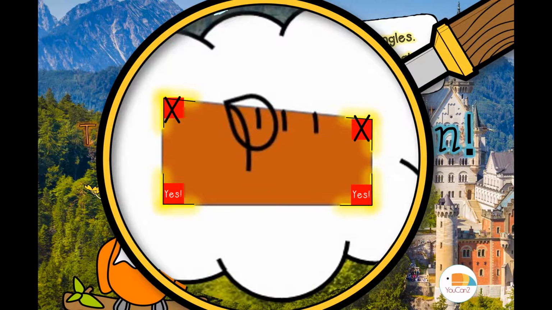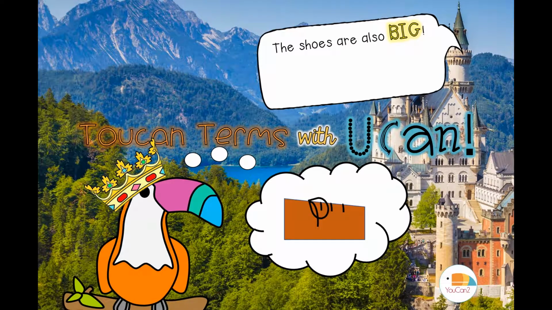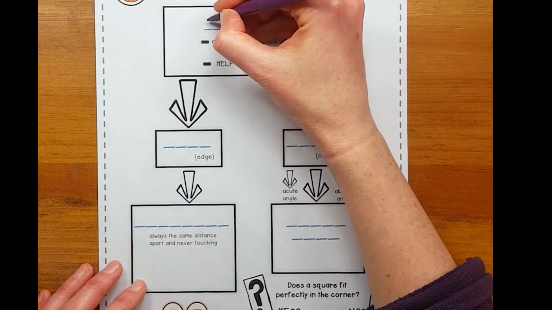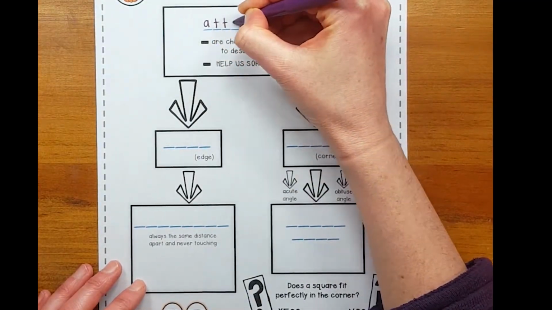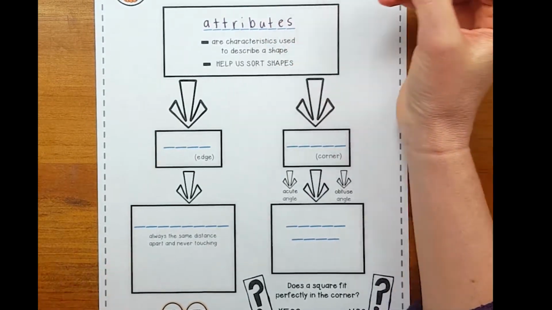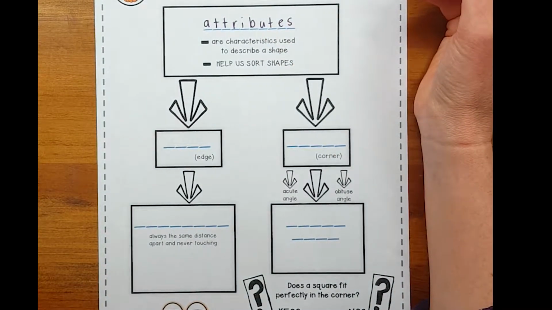Is there anything else we can look at? We can also look and see if it's big, what color it is. It's brown, and hey, that shape, it's stinky. That's what happens with the giant shoes. Talk about attributes. So attributes are the characteristics that we can use to describe a shape.